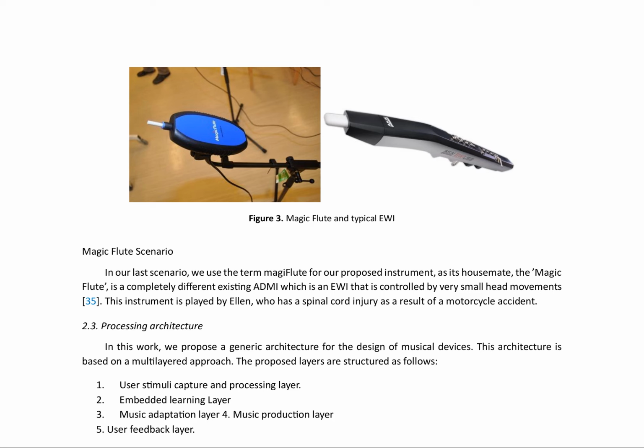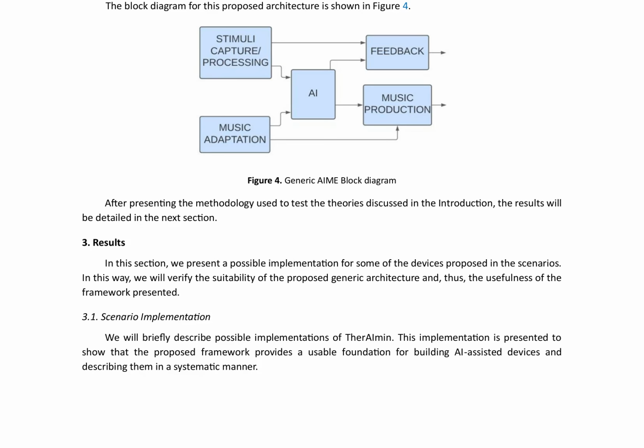The proposed architecture for the design of musical devices is structured into 5 layers: user stimuli capture and processing, embedded learning, music adaptation, music production, and user feedback. This multi-layered approach aims to provide a generic framework for the development of AI-assisted devices. The block diagram illustrating this proposed architecture is shown in Figure 4, which demonstrates how each layer interacts with one another to facilitate the creation of adaptive music through the magiflute.